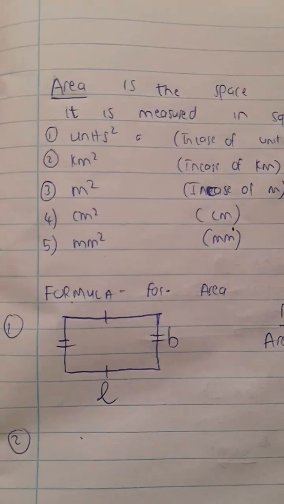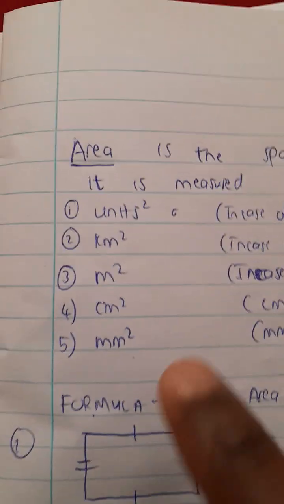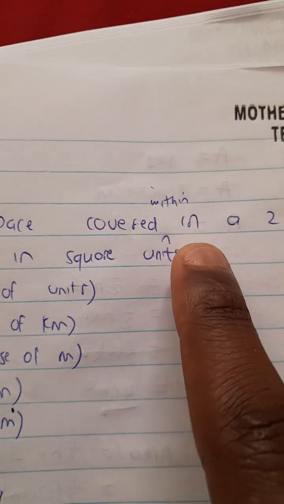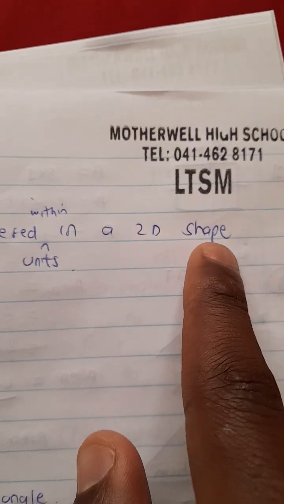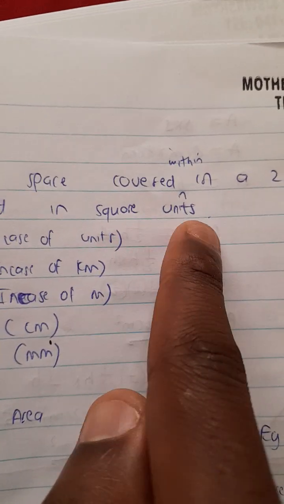Alright, so I'm going to explain the area and the perimeter for you grade 8s. So here it is. Area is the space covered within a two-dimensional shape. It is measured in square units.